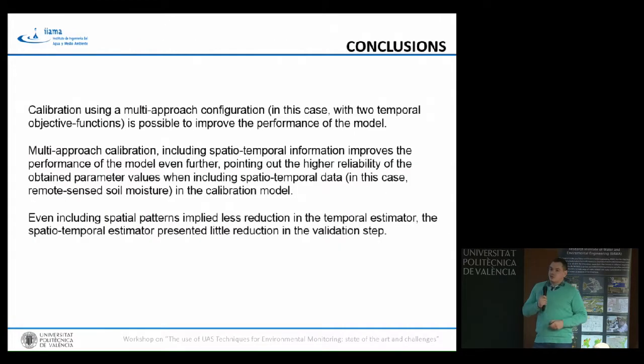So, in conclusion, with multi-approach calibration, even including just temporal variables, it is possible to improve the performance of the model. But multi-approach calibration, including spatial-temporal information, improves the performance even further. So even including spatial patterns implied less reduction in the temporal estimator, and the spatial-temporal estimator presented just a little reduction in validation.